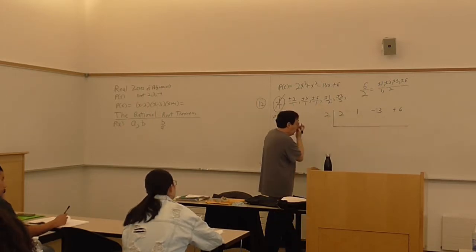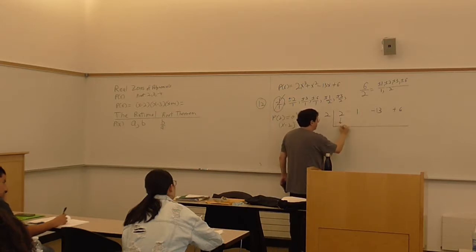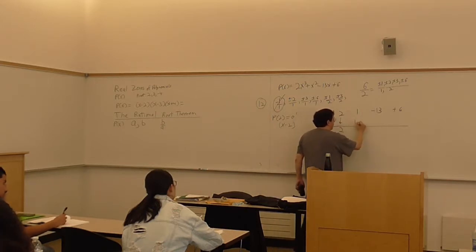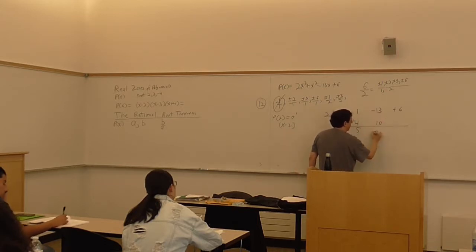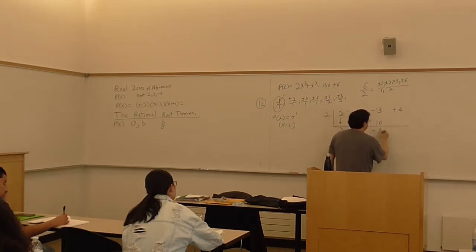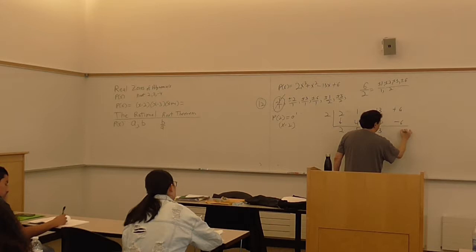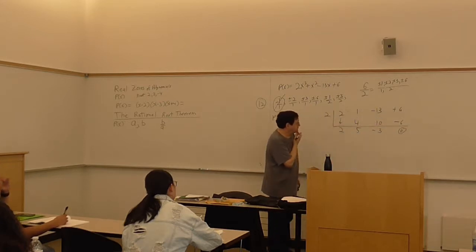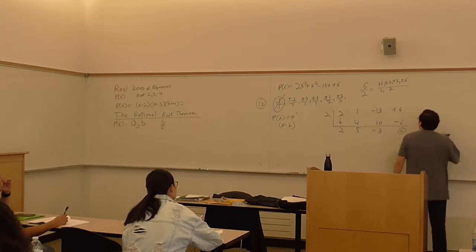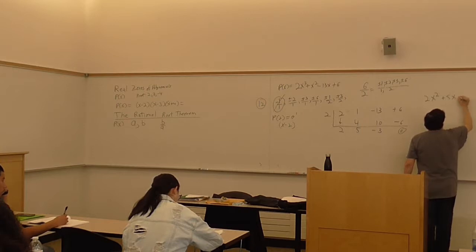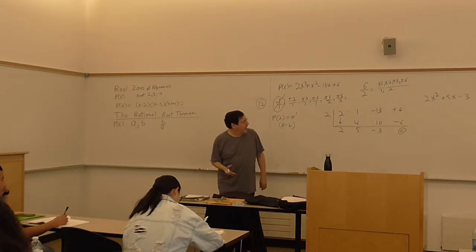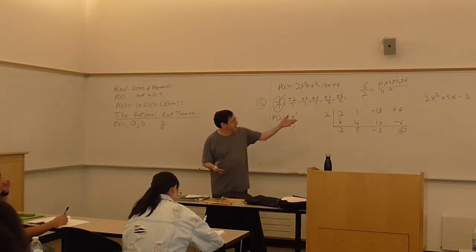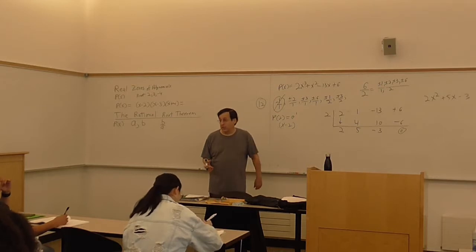Starting to like it. All right, so when 2 comes down, 2 times 2 is 4. 1 plus 4 is 5. 2 times 5 is 10. I add minus 13 to get minus 3. 2 times minus 3 is minus 6. And of course I get a 0 remainder. And the polynomial I'm left with is 2x squared plus 5x minus 3. So once again, I get lucky, and that'll be easy to solve using the quadratic formula.